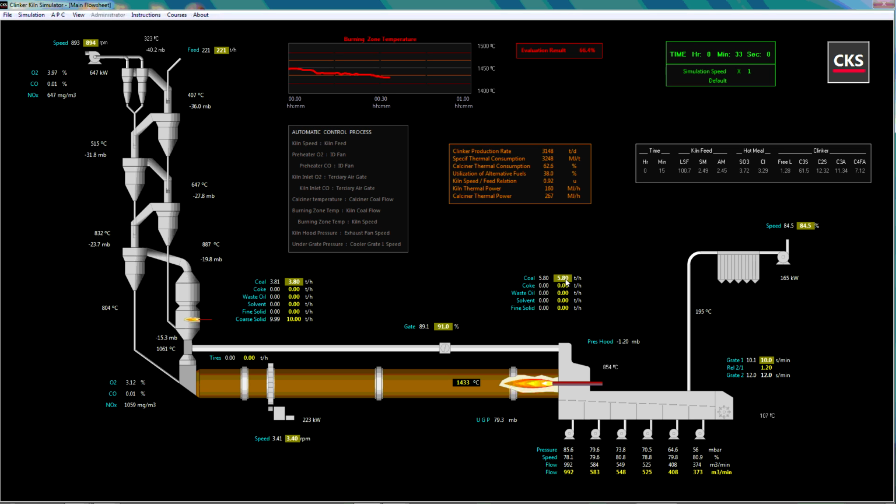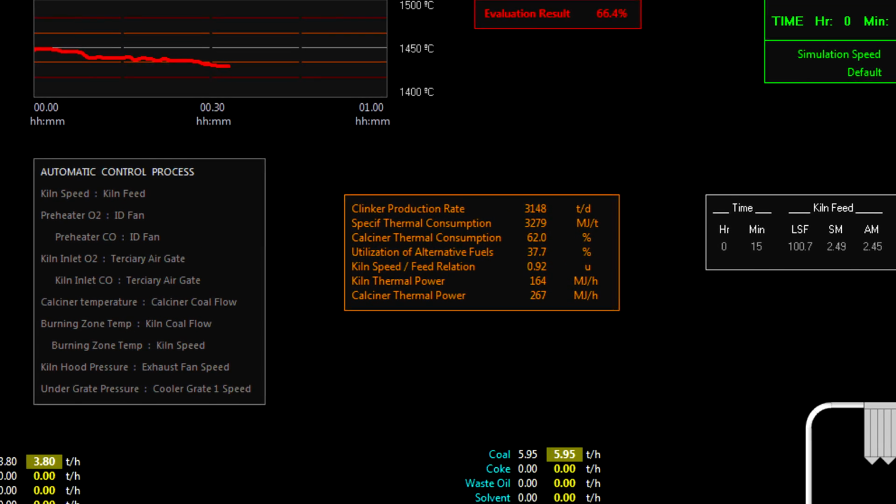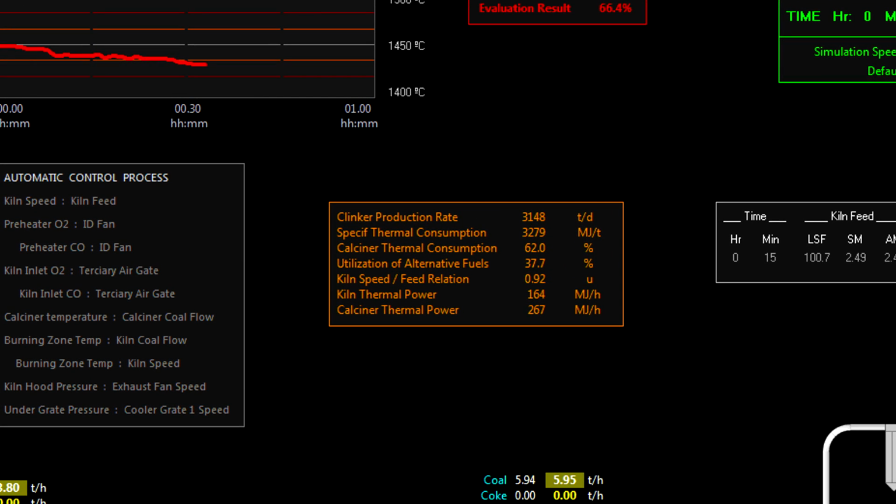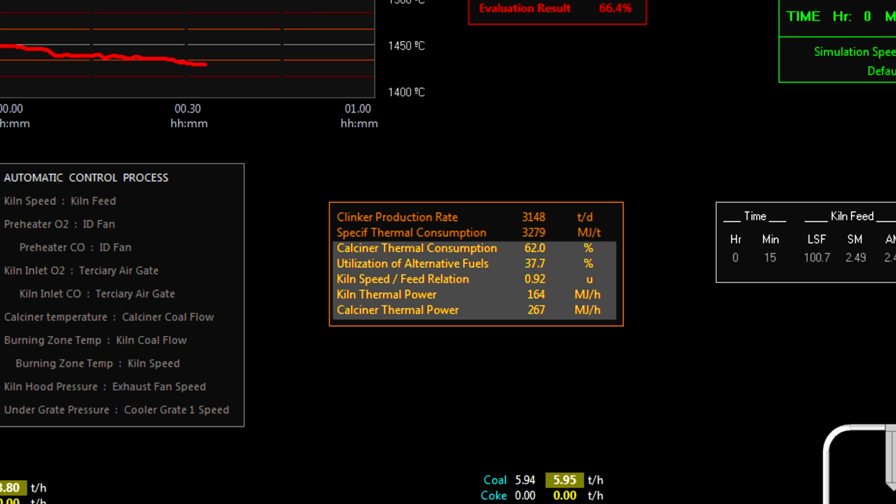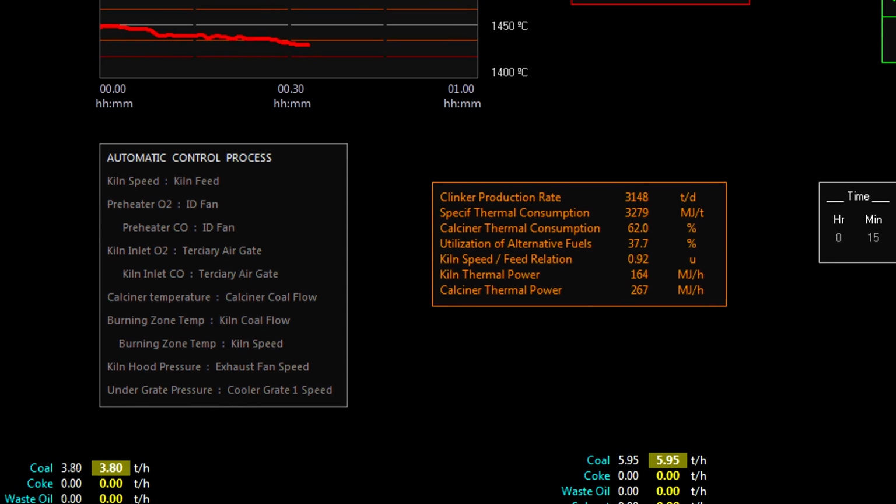Controls are intuitive. Again, just a click opens the control to increase or decrease settings. Let's have a look at the additional information provided. The central window gives us an overview of the system productivity, the specific thermal energy consumption, and the operating ratios and factors defined by the manufacturer.